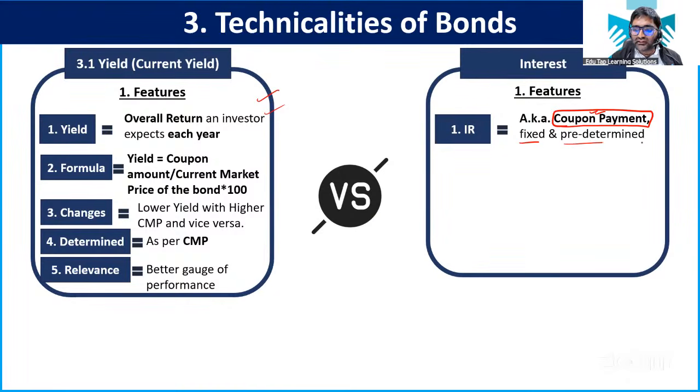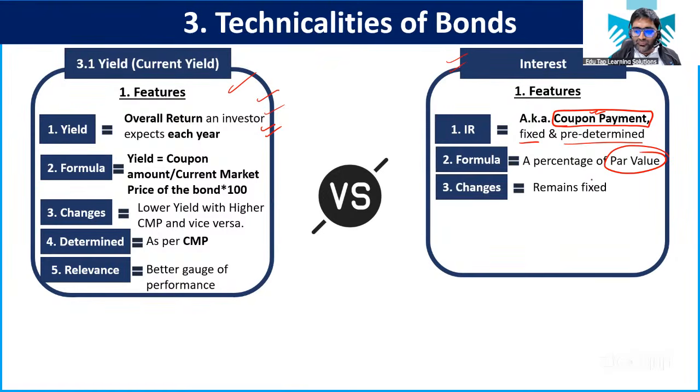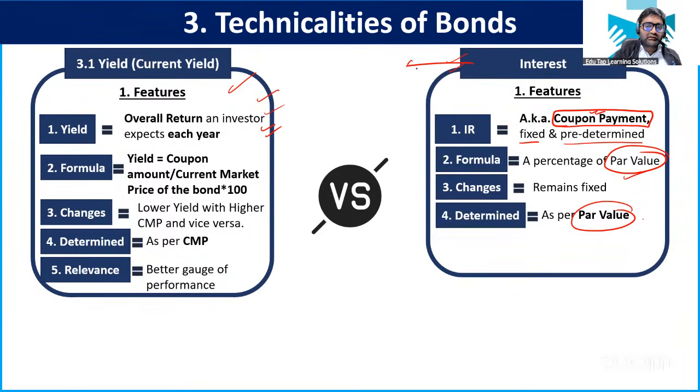On the other hand, interest, which is also called the coupon payment, is a fixed or predetermined interest that you are getting. Now comparing both of them, what can we say? Yield is nothing but the overall return, that is the coupon payment in comparison to the current market price. We calculate the profit that we are getting, and it is determined as per the current market price, while the interest rate is fixed, isn't it? Coupon payment is fixed, right? And the formula is based upon the par value. It does not change, it remains fixed. If anybody asks you what is the difference between coupon payment and yield, coupon payment depends upon the par value, but current yield actually depends upon the current market price. There is a difference between both of those.